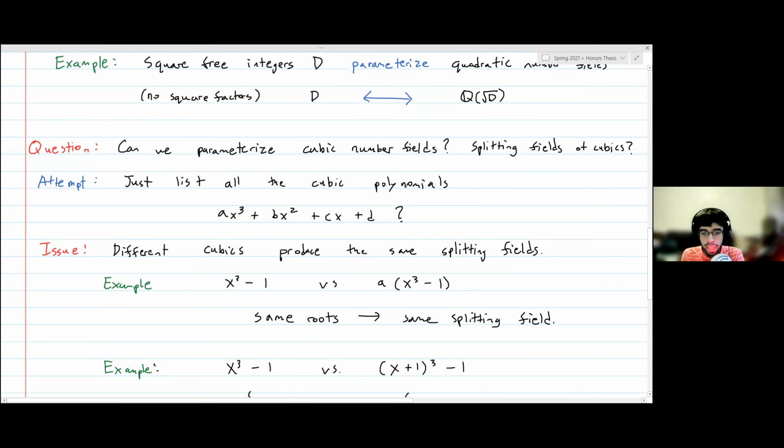For example, if I have x cubed minus 1 and a times x cubed minus 1, these are different polynomials, but they have the same roots, right? If I multiply by a rational number here, that doesn't change what the roots of this polynomial are. So the same roots means it has the same splitting field. So you can't just list all of the cubics and say that parameterizes the cubic number fields, because I have two different cubics and they have the same splitting field, right?